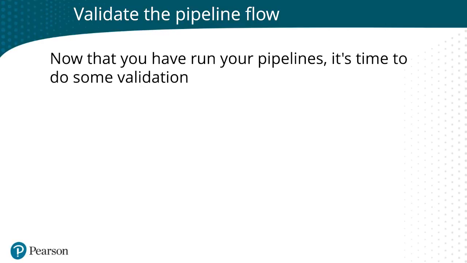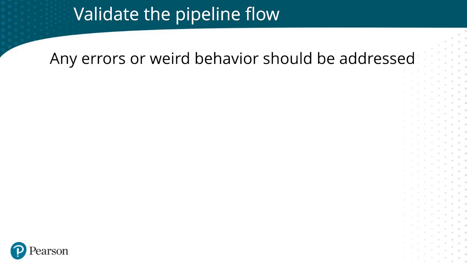All right, now let's start getting into some more of the MLOps principles behind your pipeline flow. So now that you've run all of your pipelines, you've done your data handling, you've done your feature engineering, your data versioning, model training, everything up until now, it's time that you do some validation. So this is where you'll actually go back through and see if there's really any errors that came up, if there's any weird behavior that should be addressed.